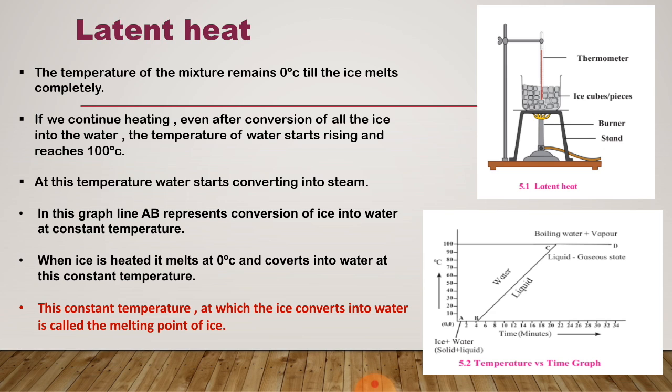When ice is heated, it melts at 0 degrees Celsius and converts into water at the constant temperature. So what is the melting point of ice? The constant temperature at which the ice gets converted into water. When ice melts and converts into water, that is called the melting point of ice.